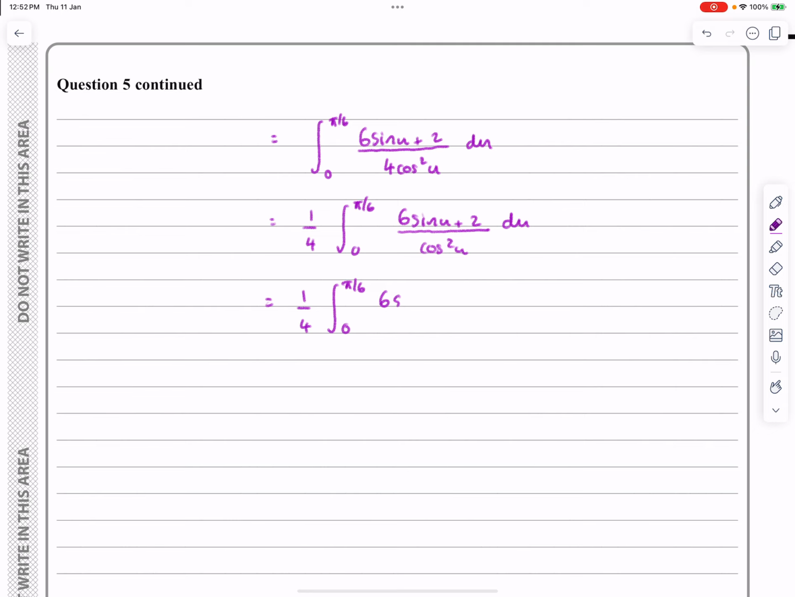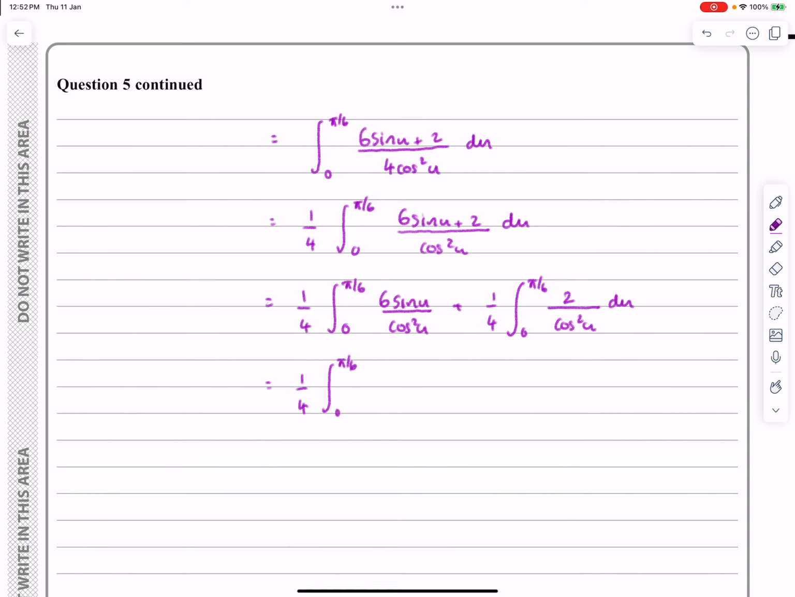So I've got 6 sin u over cos squared u plus 2 over cos squared u du, between pi over 6 and 0. So now this is knowing your trig identities, being able to change things around, and also knowing the integrals we already know. So here I've got a quarter times the integral between pi over 6 and 0.